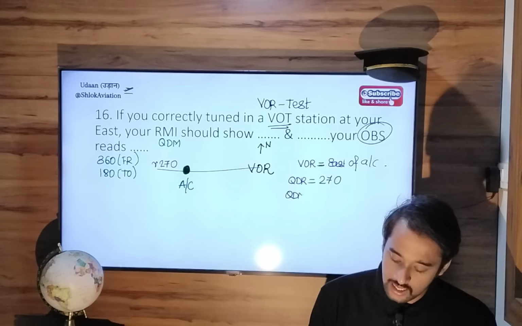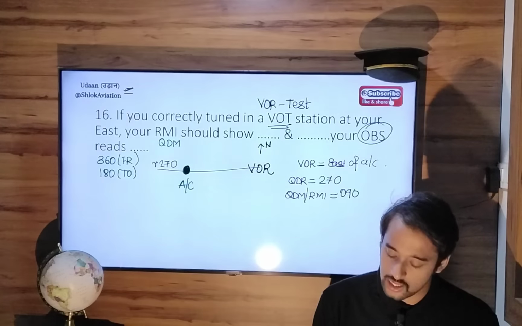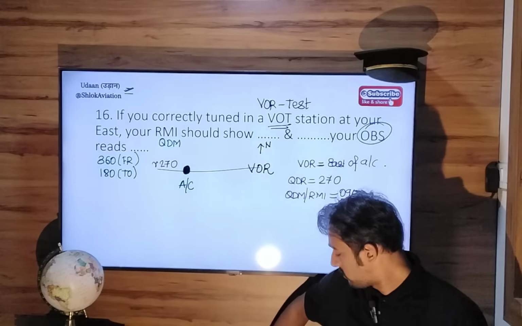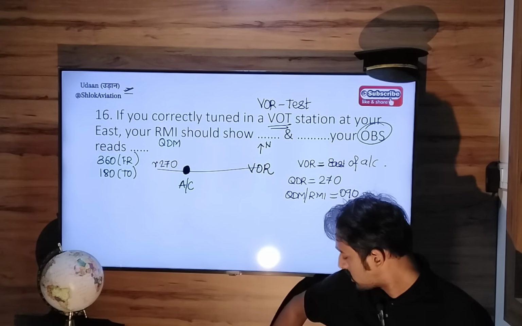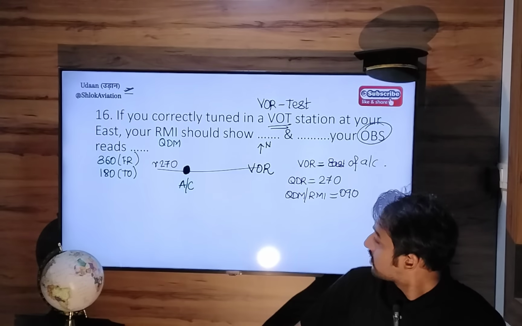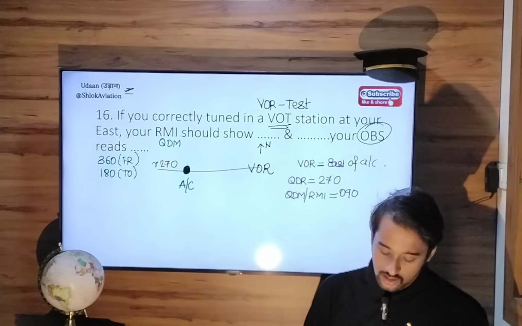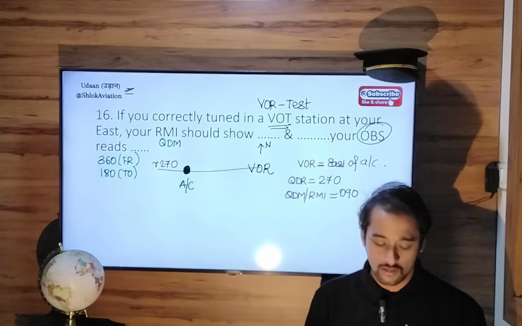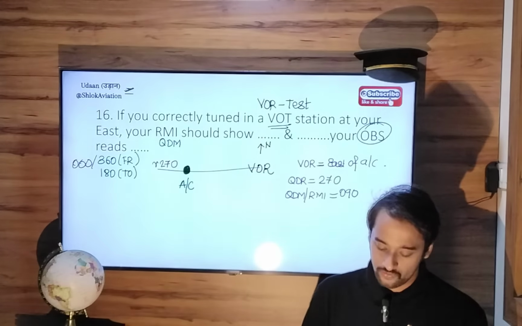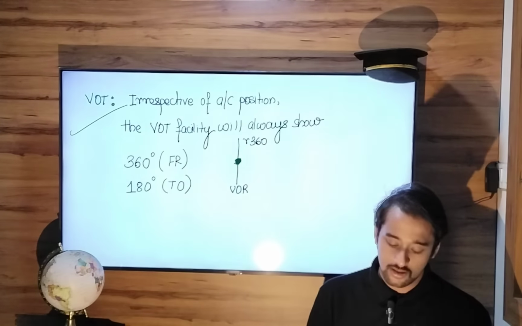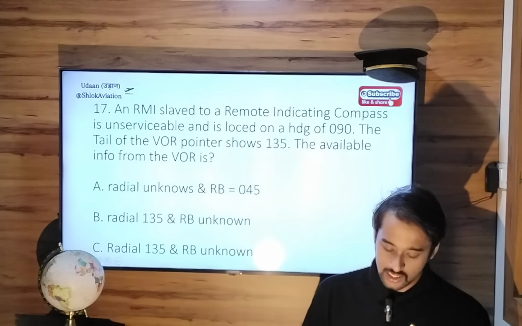QDM, meaning your RMI indication, will be 090. Okay, RMI will be 090 indication. OBS will be 360 from or 000 from 180 to. Remember this fact for your viva exams, interviews, and written exams.